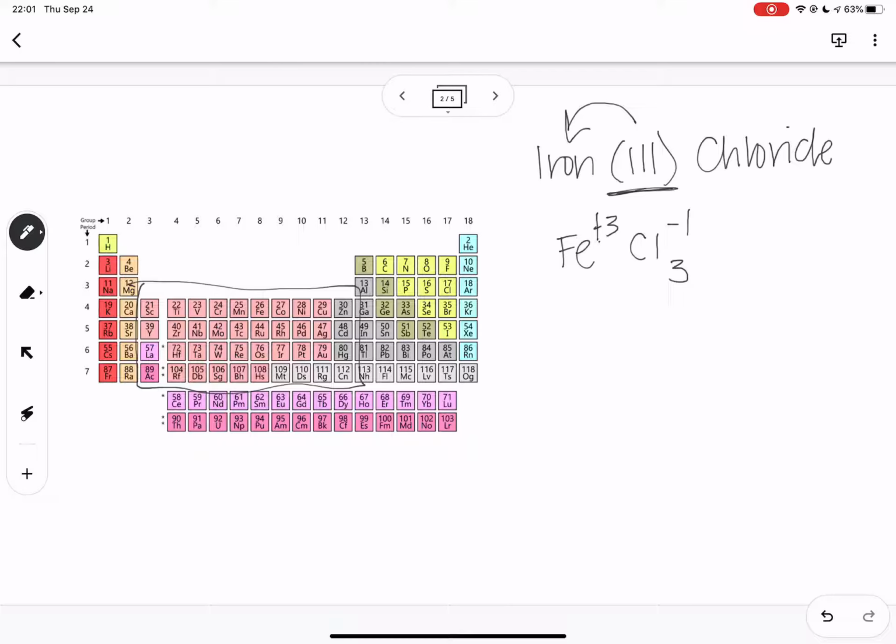How do you know it's positive? Because it comes first. All ionic bonds are metal first, non-metal second. It's always cation first, anion second. The positive charge always comes first, so you know it's going to be positive.